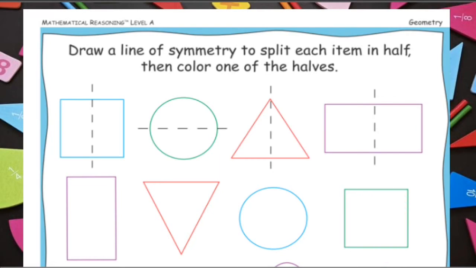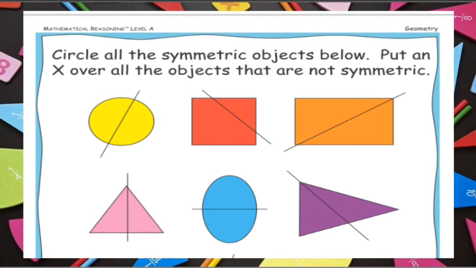Alright, let's move on to the next example. It said, circle all the symmetric objects below. That means all the objects whereby the line of symmetry is going through them to make two equal halves. And they said put an X over all the objects that are not symmetric. For example, the first circle right here, is it symmetric? Of course it is, because the line of symmetry is going through the center of the circle to create two equal parts. So I'll circle it as a symmetric object.